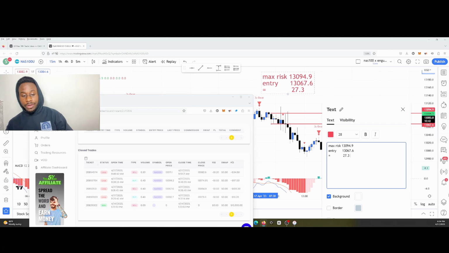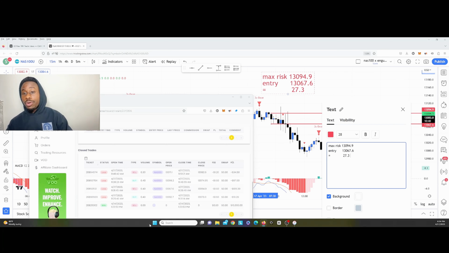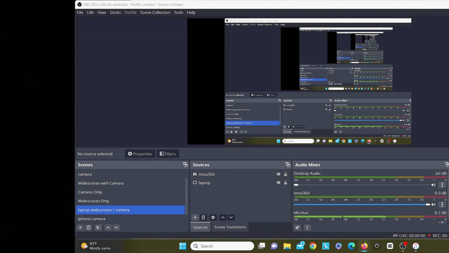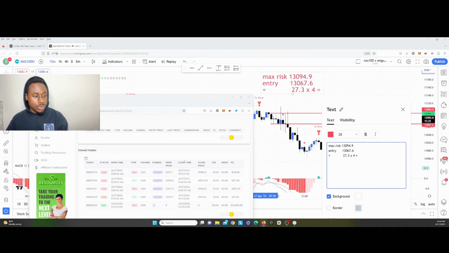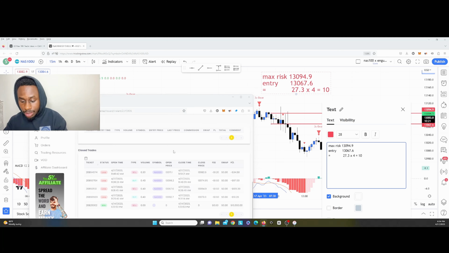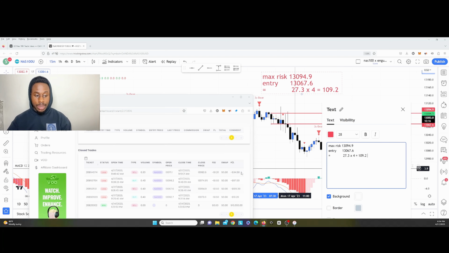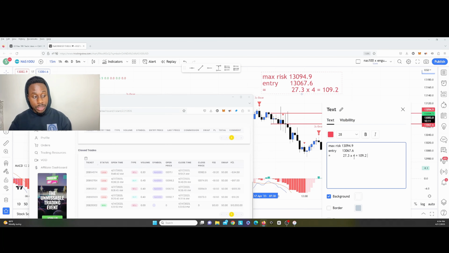And then you have a 0.4 lot size here. This is very important because it can show you how much you're risking per trade and if it even makes sense to enter such a trade, for your account size at least. Okay, so times 4 equals 109.2. You can work it out for yourself as well and see that 109.2 is the amount that I lost on this trade. When you multiply this by 4, you can see what my max risk is.